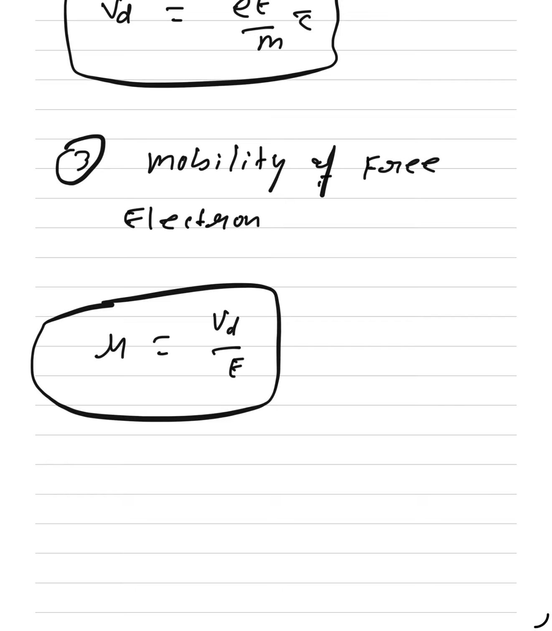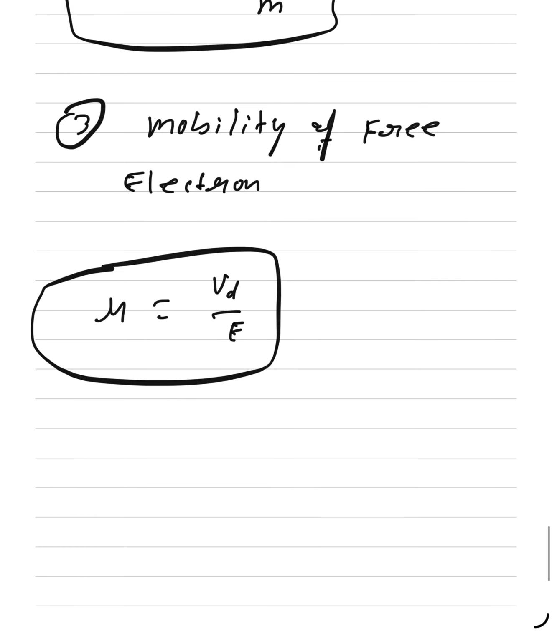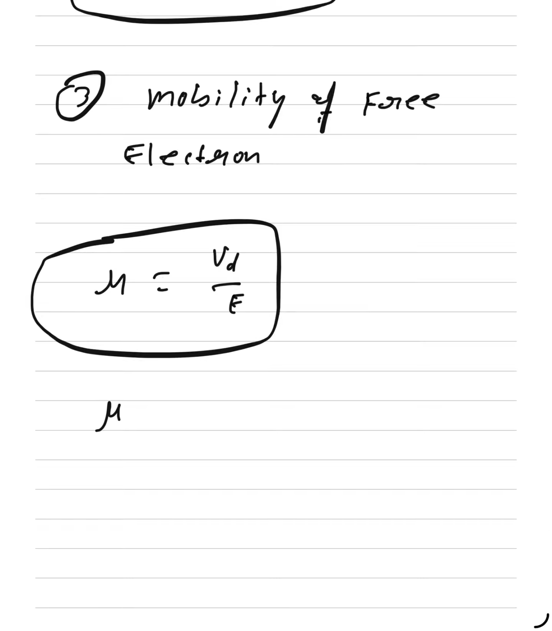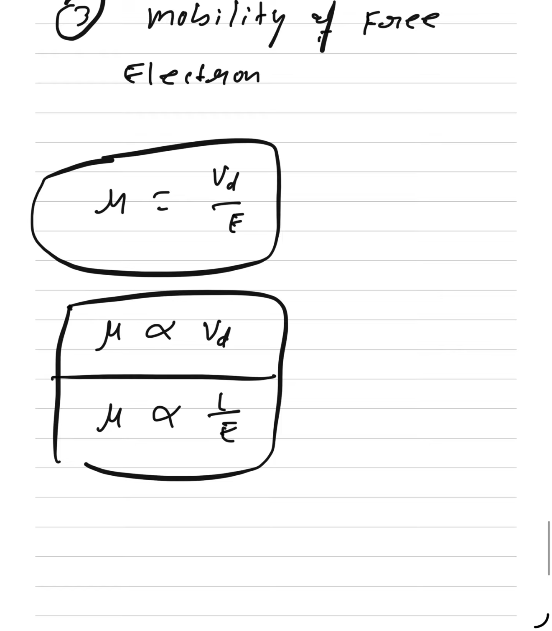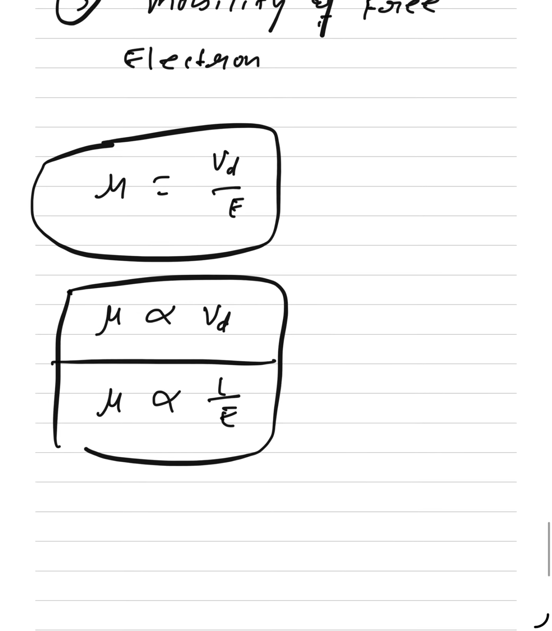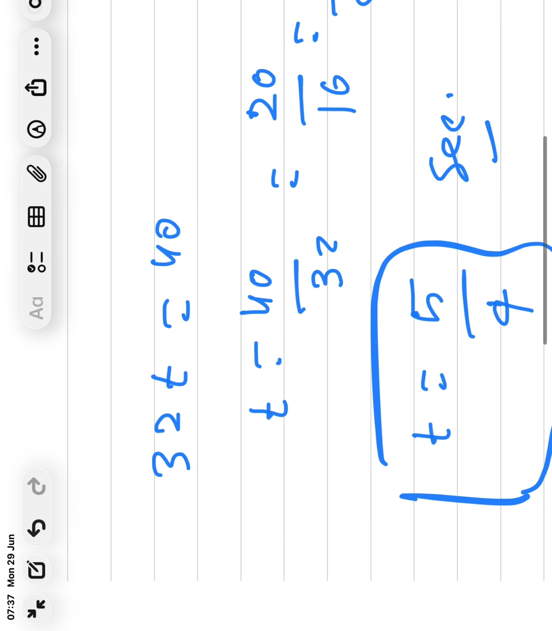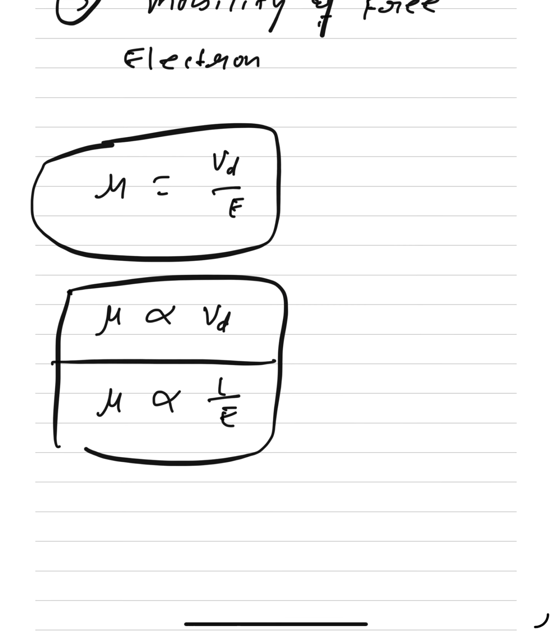This is the concept of mobility of free electrons. Mobility is directly proportional to drift velocity, and mobility is inversely proportional to electric field. This is the fundamental relation between mobility and drift velocity, and also between mobility and electric field. This is the basic logic of this, right?